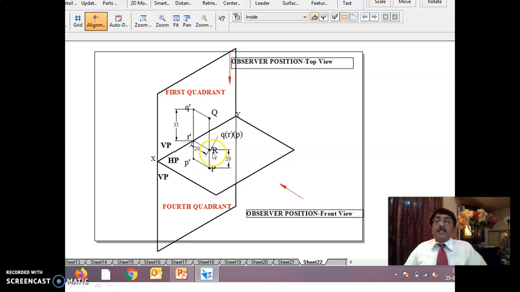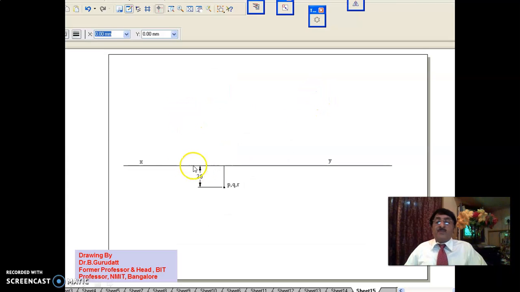In that way, if R is on HP, R dash will be on XY line. Q is 35 mm above HP, and Q dash will be 35 mm above XY line. In that way you can complete the problem. First you draw XY line and 20 mm away draw the 3 points PQR. That means the top view of the 3 points is a common point. They are one below the other as I just now said. Just draw 20 mm, make a dot PQR. Now this is P. The point P is in the fourth quadrant. Please understand, point P is in the fourth quadrant, 20 mm below HP. It is referring to first and fourth quadrant only.